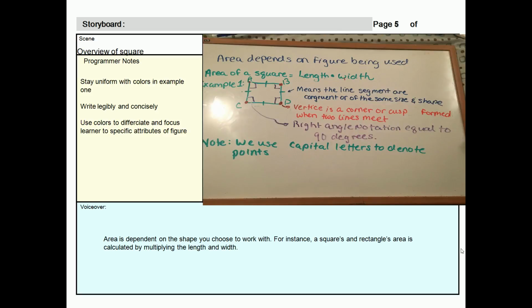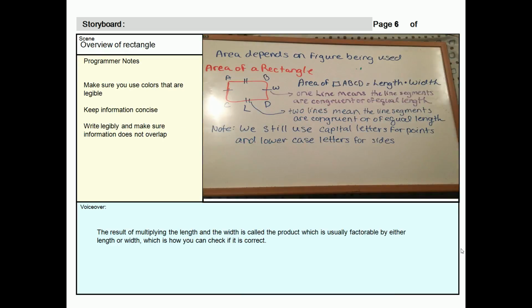For instance, a square's and rectangle's area is calculated by multiplying the length and the width. The result of multiplying the length and the width is called the product, which is usually factorable by either the length or the width, which is how you can check if it's correct.